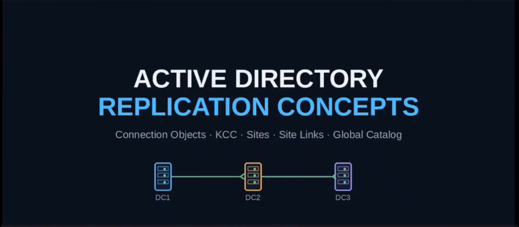So today we will discuss Active Directory replication concepts. In this video we will discuss what is connection object, what is KCC, sites, site links, global catalog, all of that. Before we start the session, I just wanted to ask, have you ever thought about how every domain controller in an Active Directory environment always has the same information? For example, if you have reset a user password on one domain controller, how does every other domain controller know about that change? The answer is Active Directory replication.